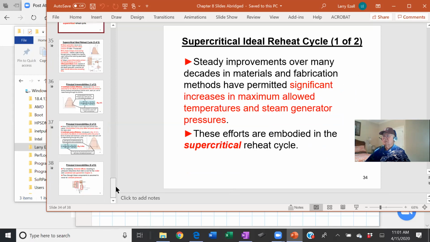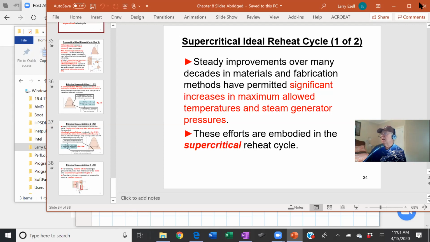Supercritical. I've just taken too long. I'm not going to go into supercritical here. You're welcome to read these 2 slides. It's pretty interesting. I think what we'll try to finish up now is working the problem on test 3 that had to do with a Rankine cycle.